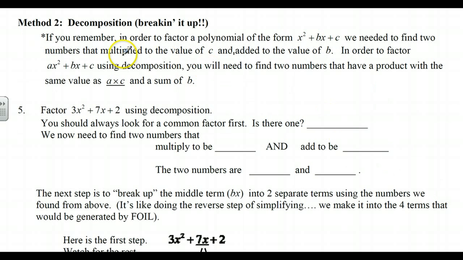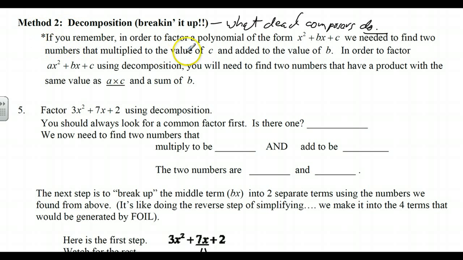So, method number 2, right? That is after algebra tiles. Decomposition, breaking it up. What did composers do, like Beethoven? Or they decompose.